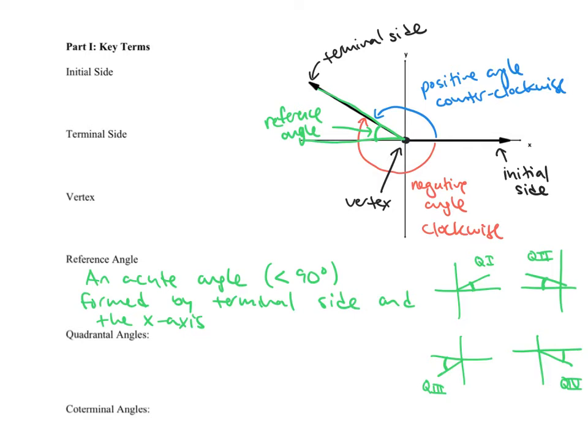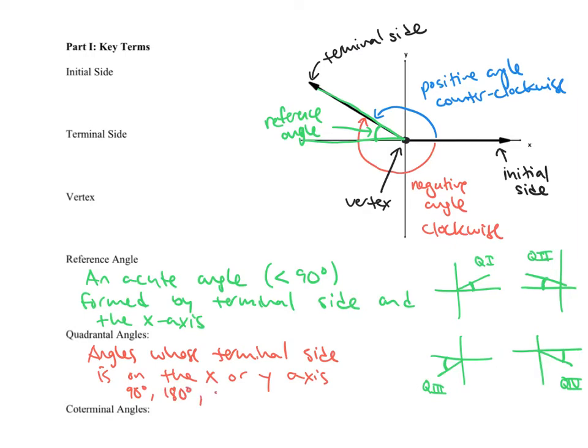Okay, quadrantal angles are angles whose terminal side is on the x or y axis. So for example, a 90-degree angle, a 180-degree angle, a 270-degree angle, 360, and so on.